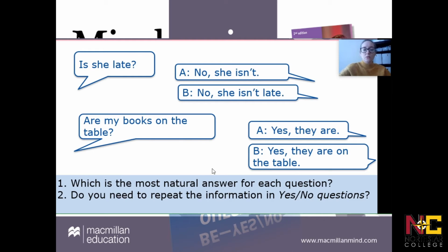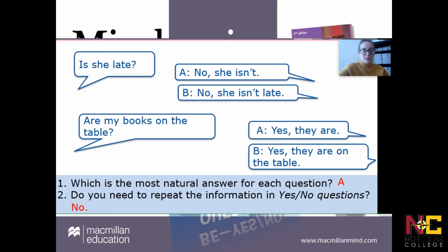So for number 1, which is the most natural answer? Is it A or B? It's A. Why is it A? Because you do not need to repeat the information in a yes or no question. So when we ask, is she late? You can just say, no, she isn't. You don't need to say again, no, she isn't late. You can leave that information out because we understand what's being asked.